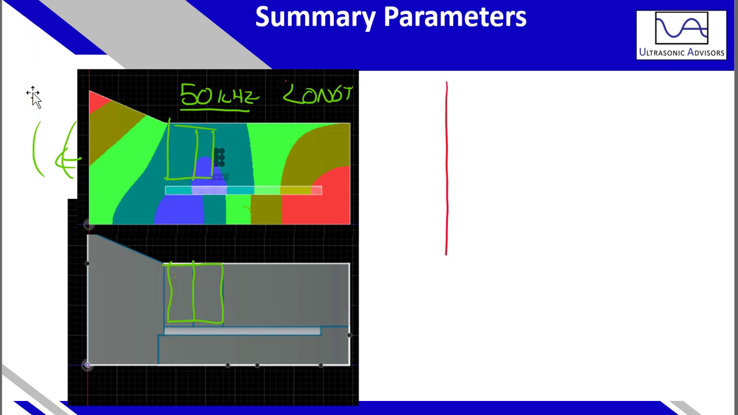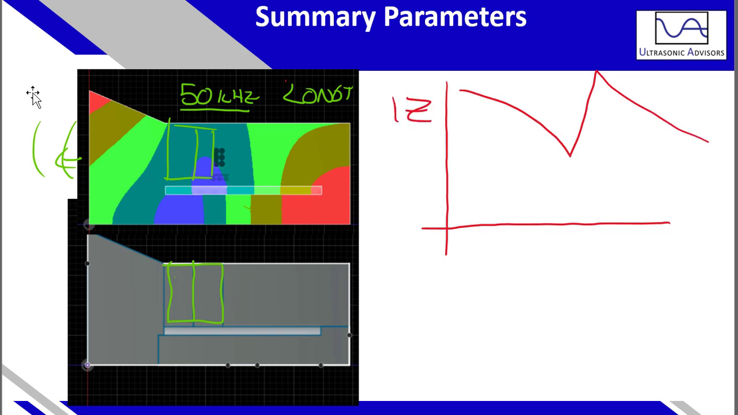So what we're going to find is we have an impedance response at that frequency, about 50 kilohertz there, and we'll have an anti-resonant frequency. Then we can calculate all the summary parameters, including the effective coupling factor, the impedance, or the real admittance.